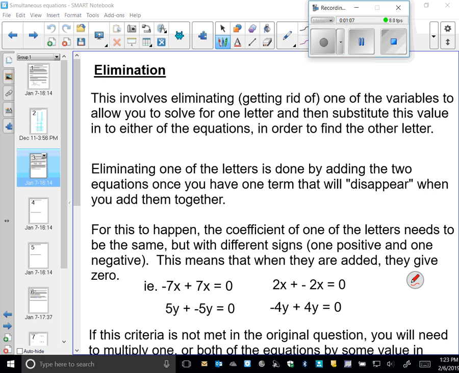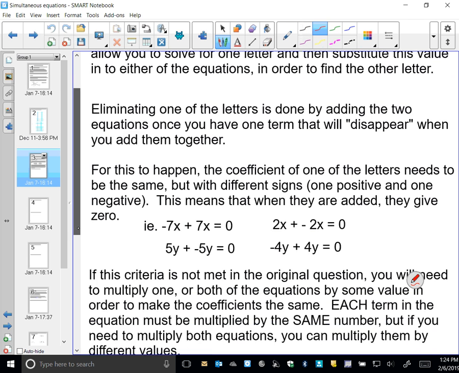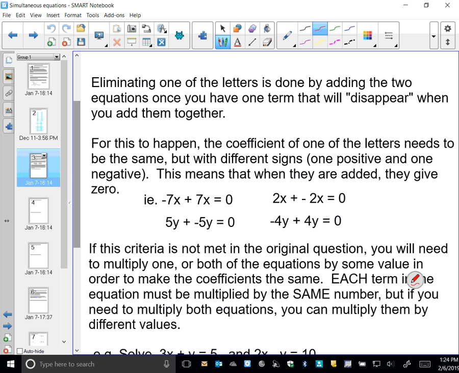So, eliminating one of the letters is done by adding the two equations once you have one term that will disappear when you add them together. But what makes something disappear? As I've said here, for this to happen, the coefficient of one of the letters needs to be the same, but with different signs. So in other words, one has to be positive and one has to be negative. Because if I were to add negative 7x and 7x, hopefully you will tell me it's 0, yes? If I add 5y and negative 5y, I get 0.